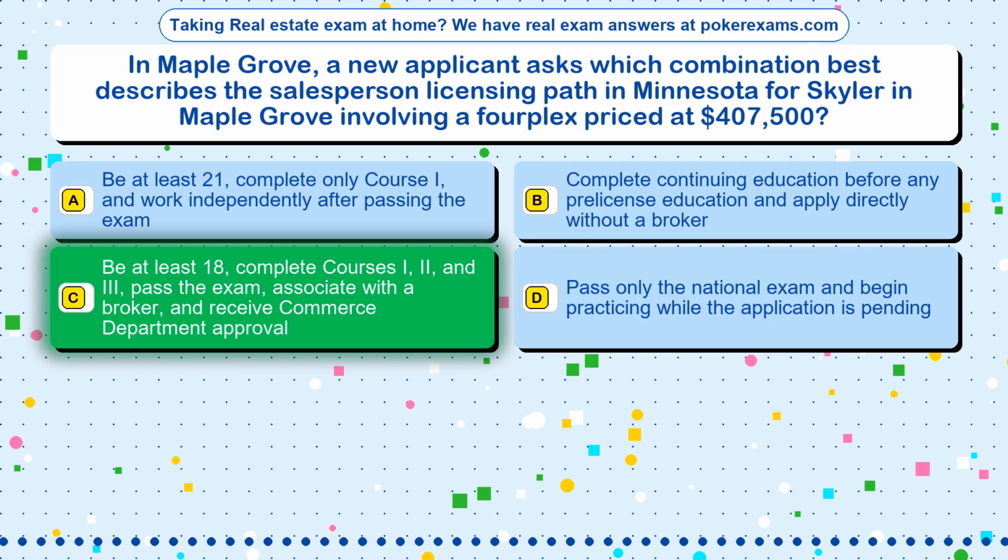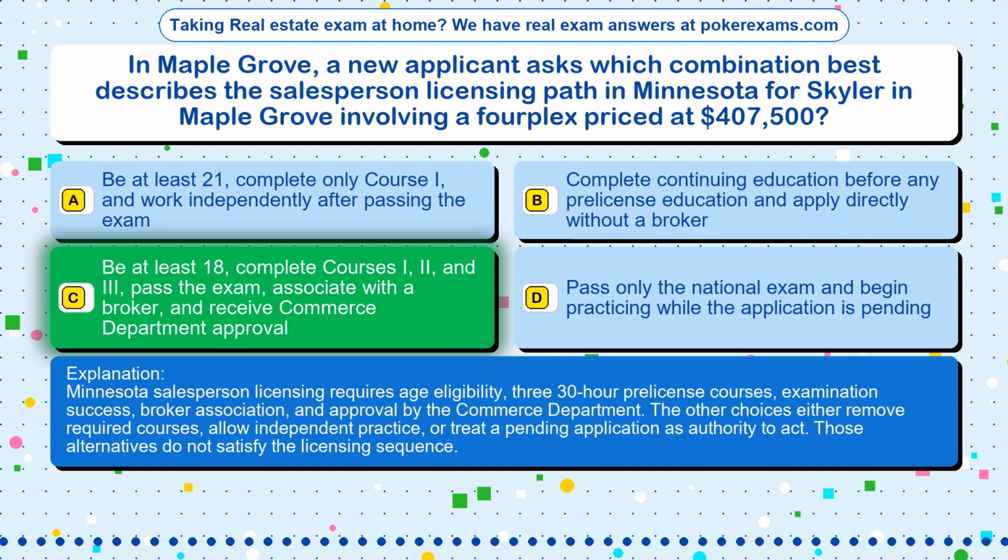The correct answer is option C, be at least 18, complete courses 1, 2, and 3, pass the exam, associate with a broker, and receive Commerce Department approval. Minnesota salesperson licensing requires age eligibility, 3 30-hour pre-license courses, examination success, broker association, and approval by the Commerce Department. The other choices either remove required courses, allow independent practice, or treat a pending application as authority to act. Those alternatives do not satisfy the licensing sequence.